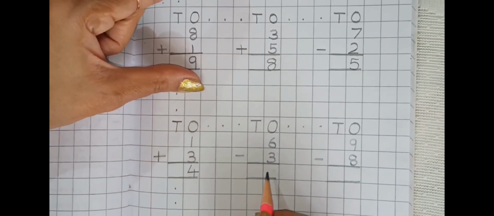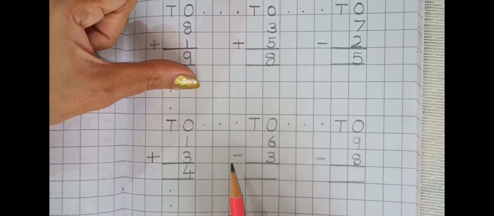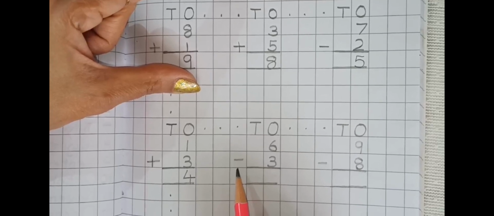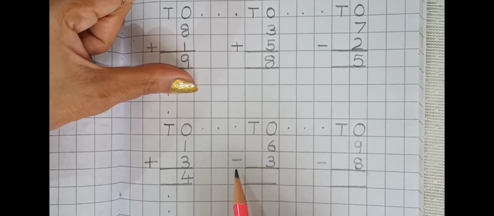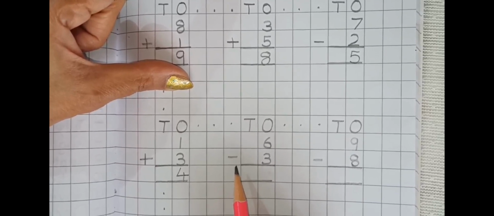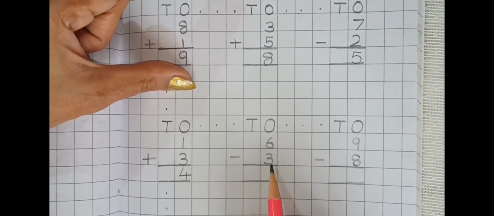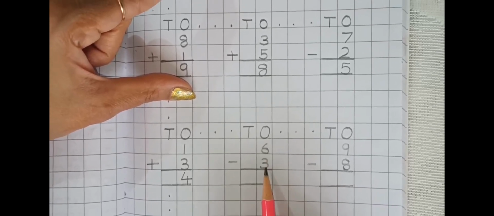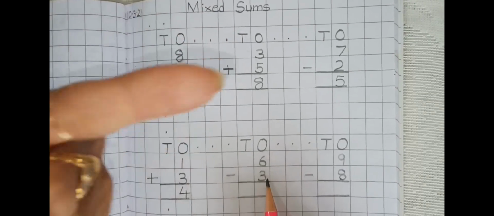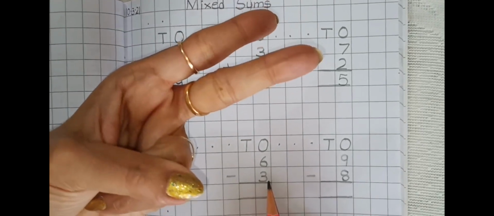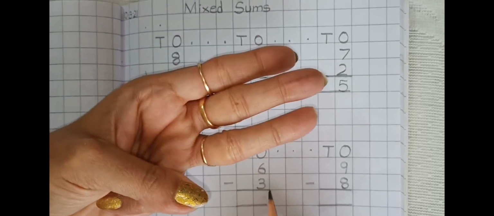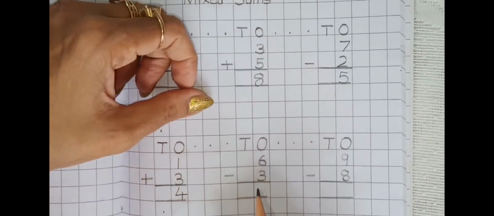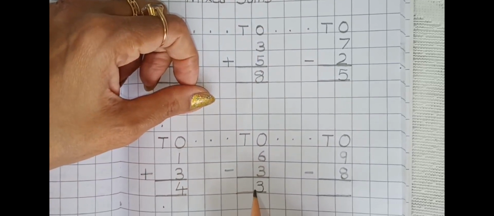Now next sum. First we have to see the sign. This is the sign of subtraction. In subtraction sums, we always keep the smaller number in our head. So we'll keep the 3 in our head and count till 6. 3 in our head. After 3, 4, 5, 6. How many fingers are there? 1, 2, 3. So the answer is 3.